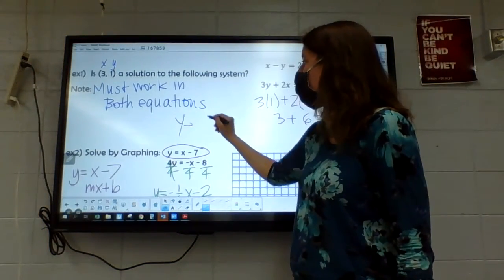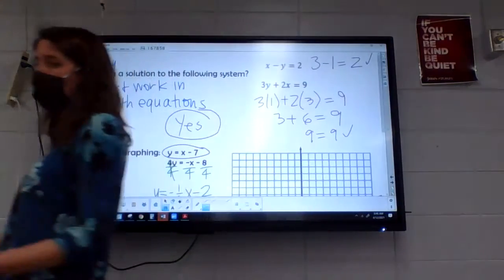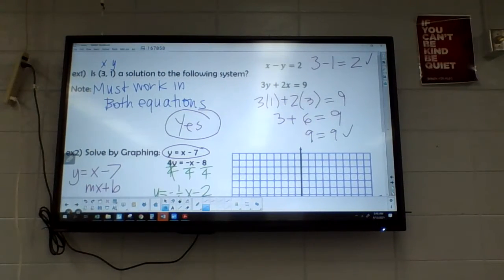Again, it has to be what they have in common, so it has to work for both. Okay? So they both have to say yes in order for it to work.